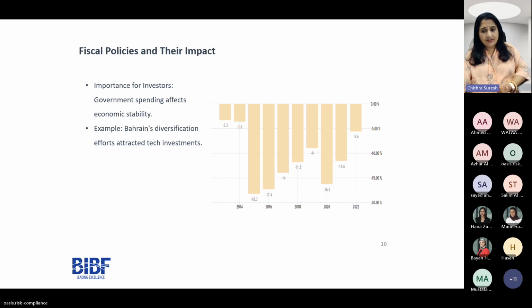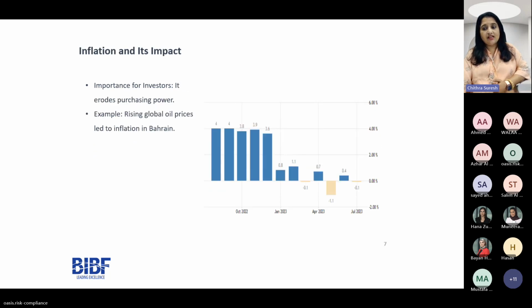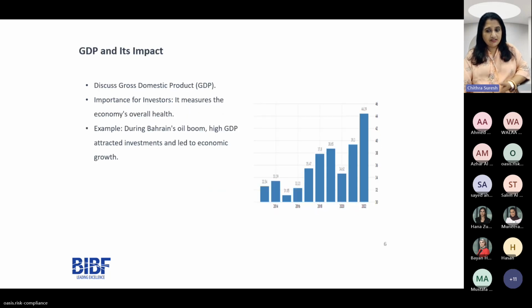For example, in Bahrain, during the oil boom years, the country experienced high GDP growth due to significant oil production. This economic growth attracted foreign investment, led to infrastructural development, and increased consumer spending. Investors who recognized this trend and diversified into sectors benefiting from the economic boom reaped substantial returns.